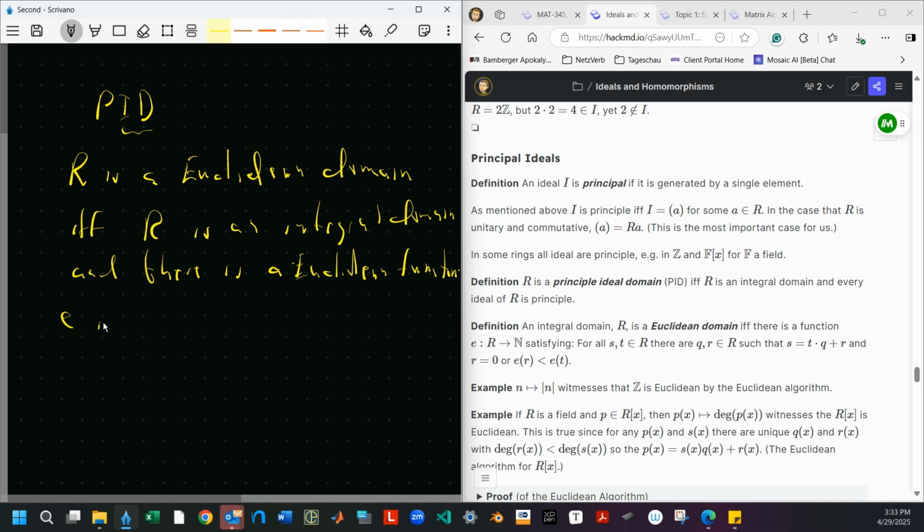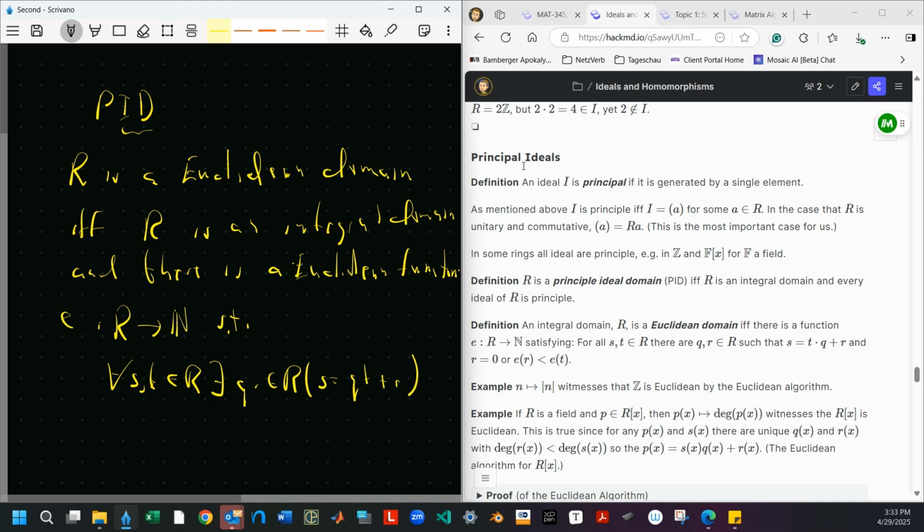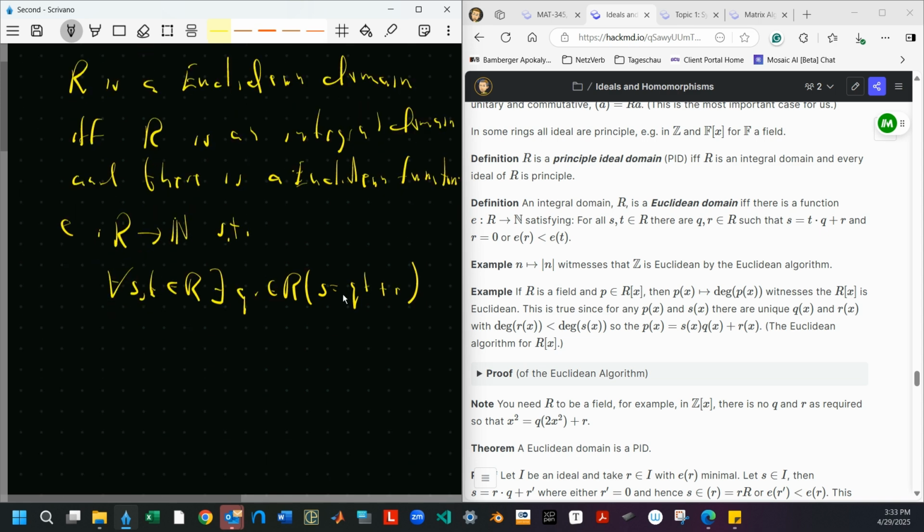E going from R to the natural numbers, such that, and now it basically looks like the Euclidean algorithm. So for every S and T in R, there exists a Q and R in R such that S equals QT plus R. Now the Euclidean algorithm had this thing that said that this R would be between 0 and this T here, right?